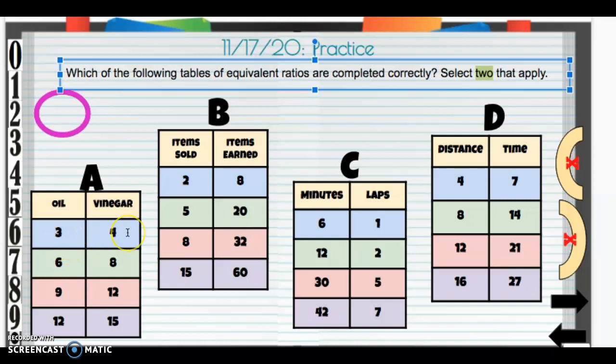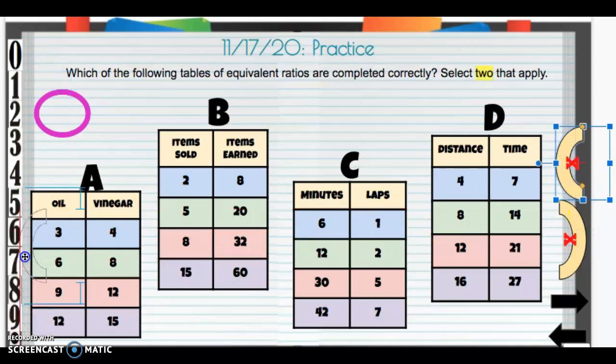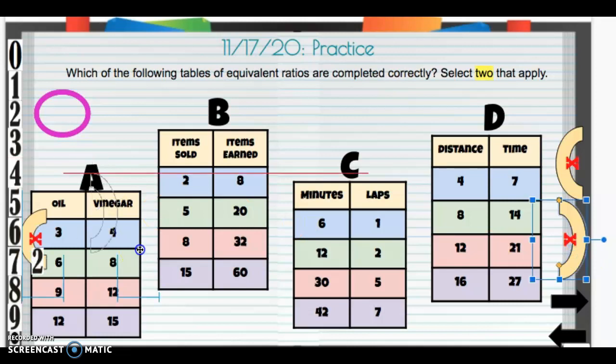3 to 4, I can't multiply anything by 3 to get to 4. So the pattern has to be going down. So I have to go from 3 to 6. I times it by 2. So if I times that by 2, then I must have to times 4 by 2.